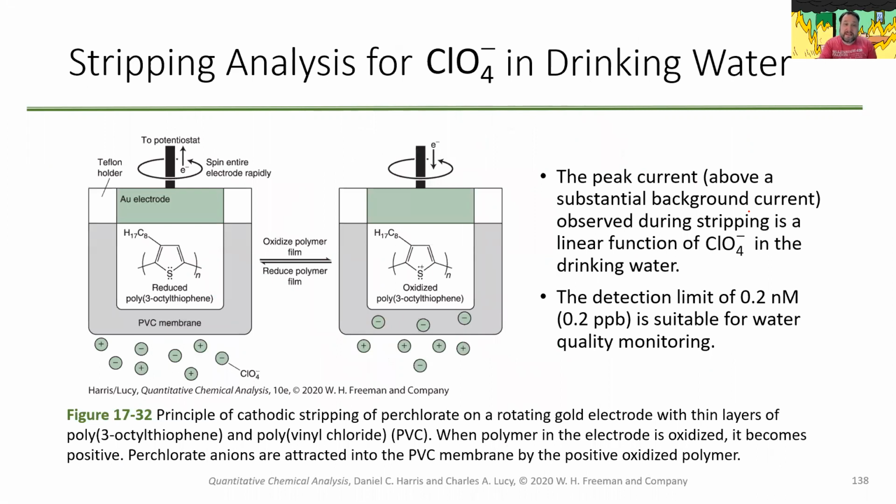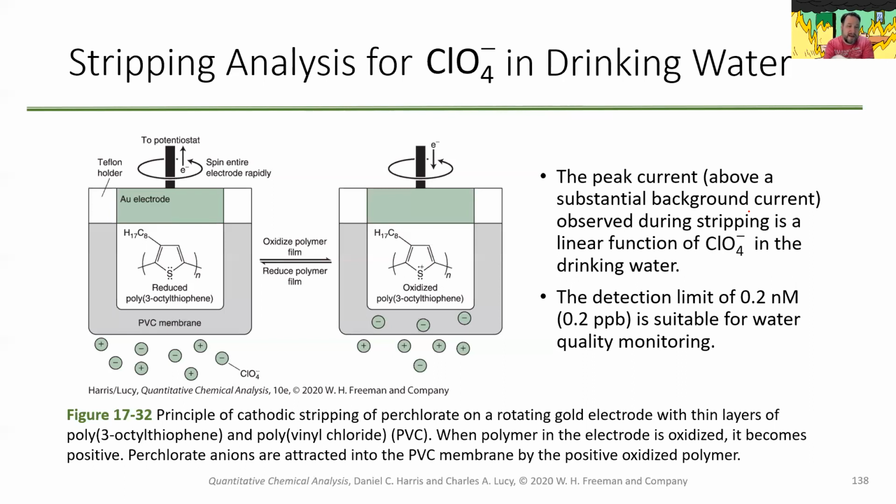You can use stripping analysis for chlorate. So your peak current, which is above your substantial background current, is observed when the stripping is done, with a linear function of chlorate in drinking water. The detection limit of 0.2 nanomolar or 0.2 ppb is suitable for water quality monitoring.